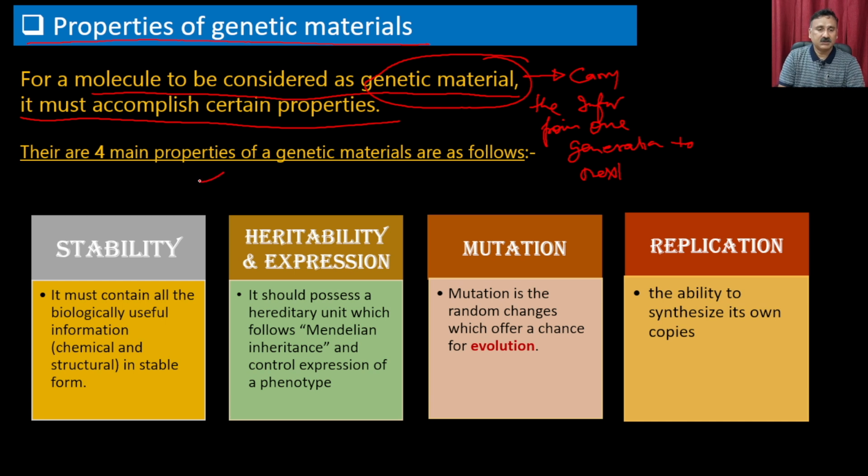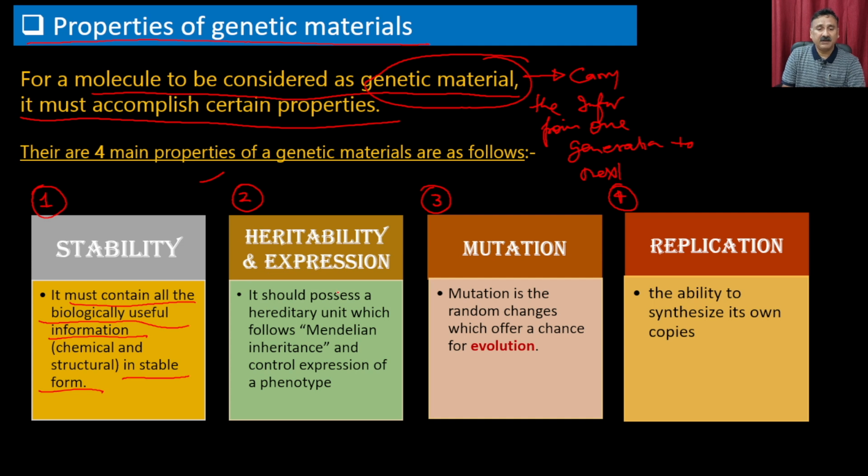What are the conditions? Number one is stability. Number two, it should be heritable and expressed. Number three, it should be able to mutate, and number four, it should get replicated. So stability: it must contain all the biologically useful information in a stable form, which means it should be resistant to any kind of damage, and if there is damage, it should have a mechanism to recover from that damage.